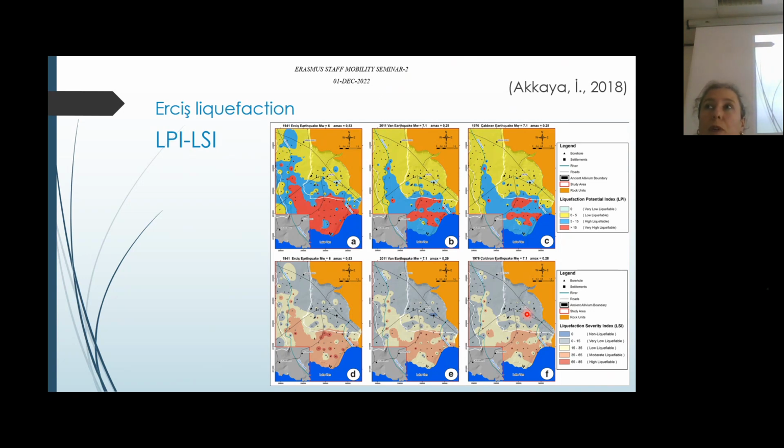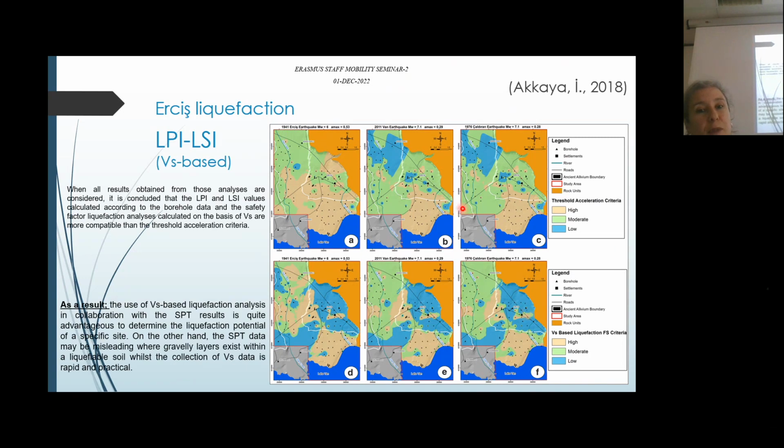Which are the differences? Okay, so maybe I can share the reference. It would be easier to follow the other parameters because some of them I couldn't remember as well. And just to be sure, thank you for showing me. This is the threshold acceleration. This is the VS-based liquefaction factor of safety criteria. So I have to correct it in that sense.